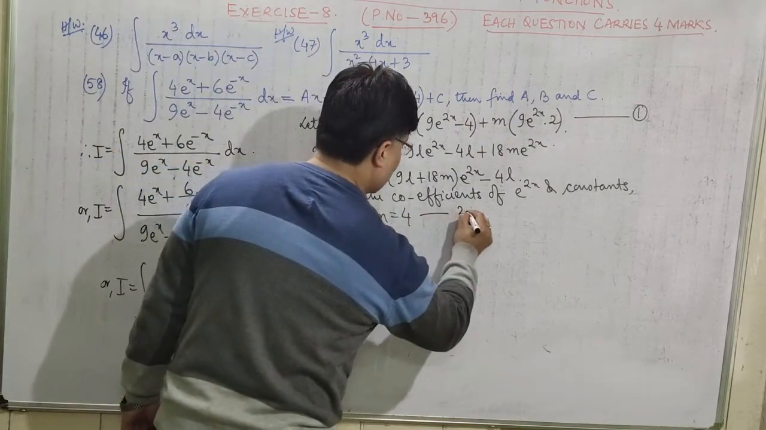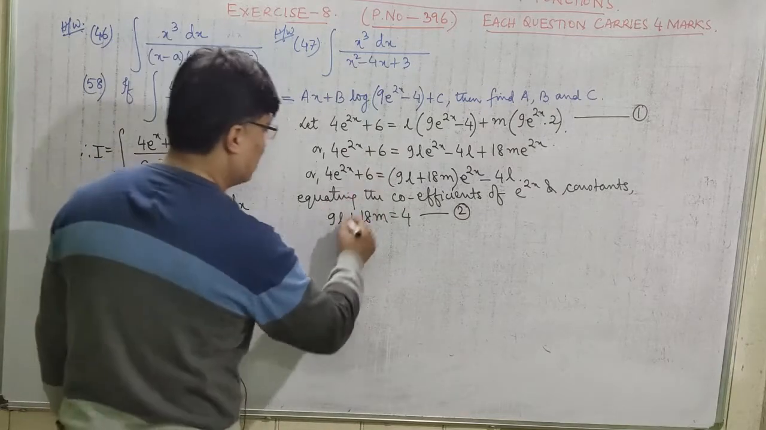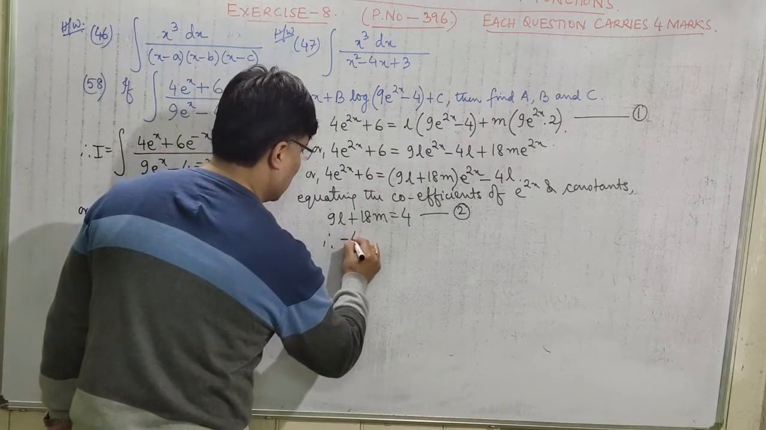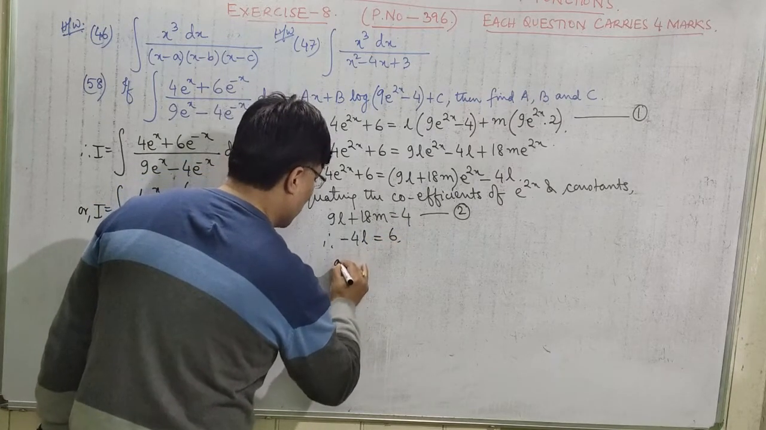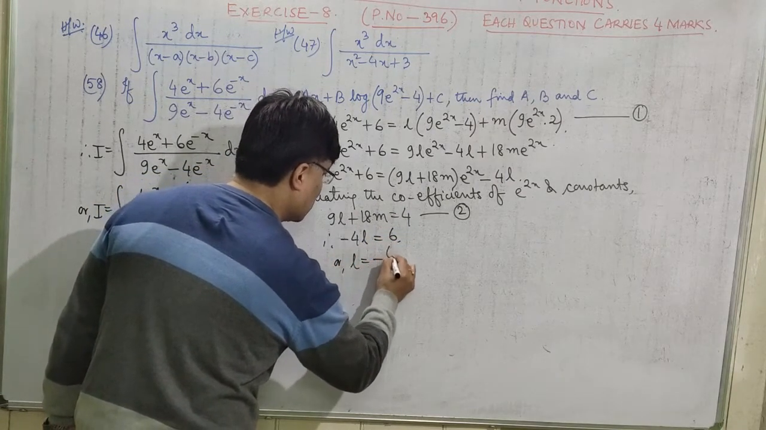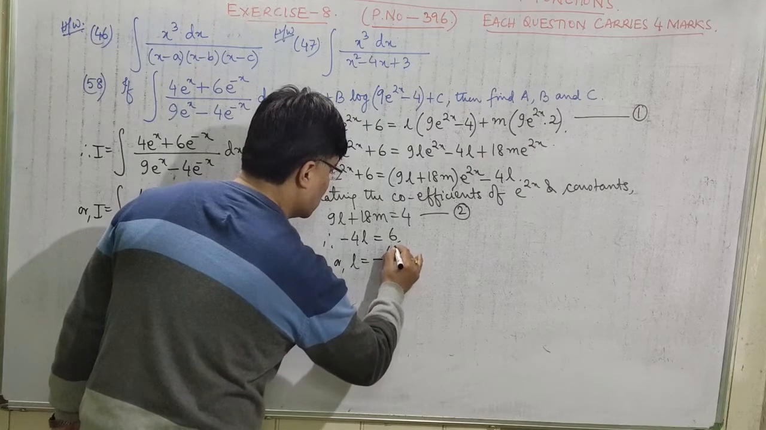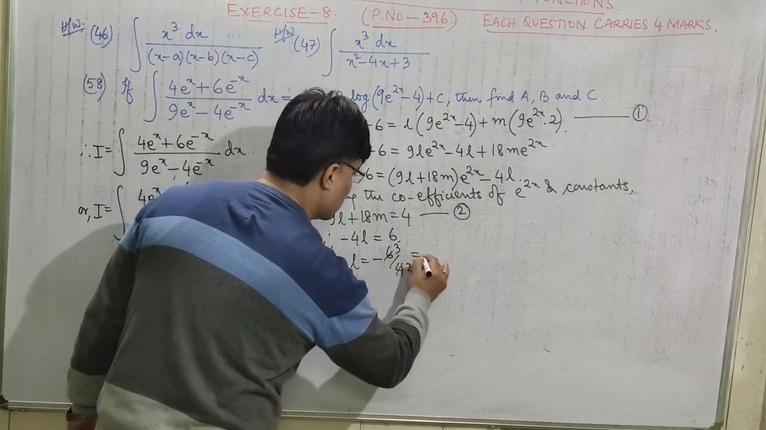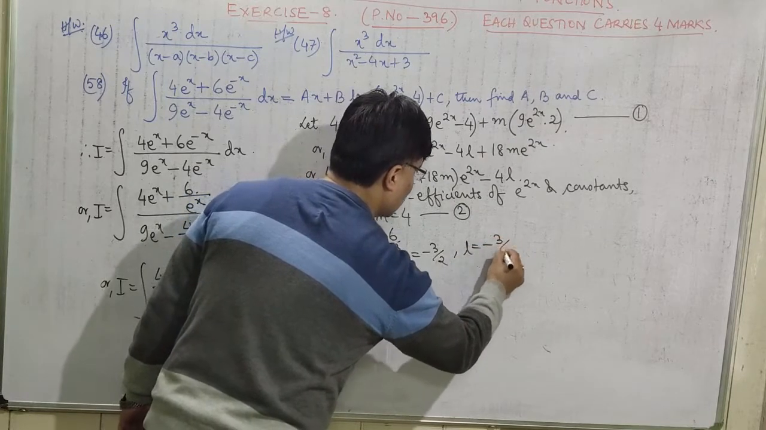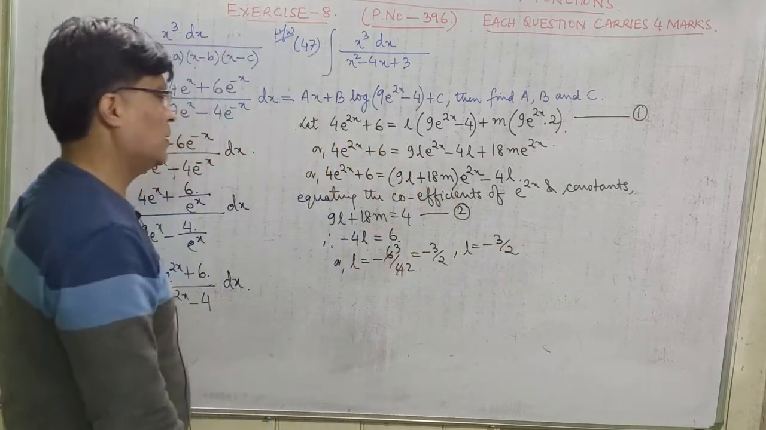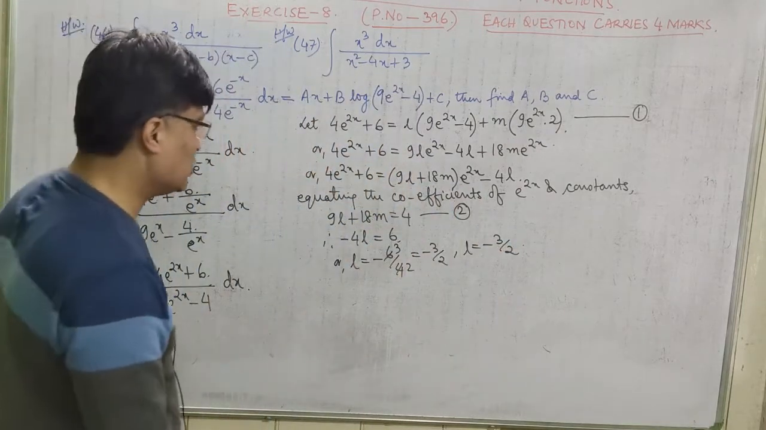And this as, you mark it as number 2, and then minus 4L. And you can equate those constants. Minus 4L is equal to 6. So from here you can get the value for L, minus 6 by 4. This is 2 3s are 6, 2 2s are 4, which is equal to minus 3 by 2. That is, L is equal to minus 3 by 2. What is the value for L? It is minus 3 by 2.